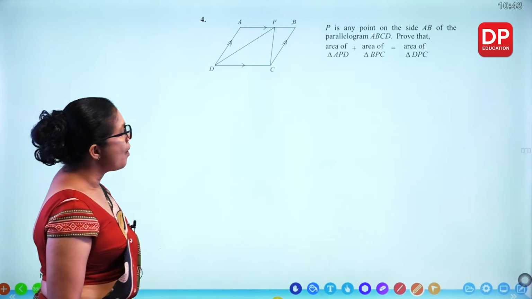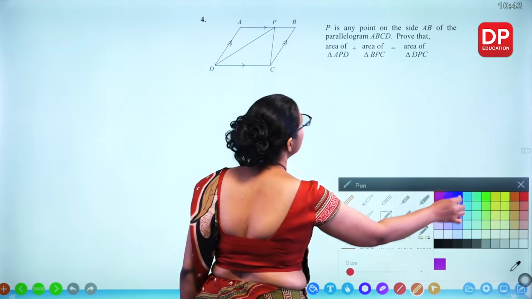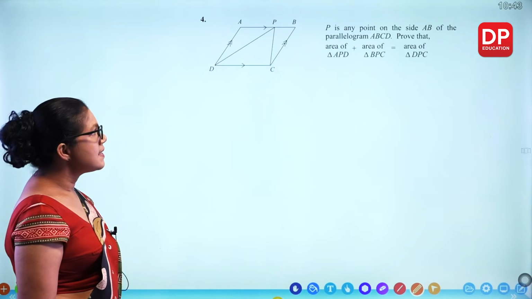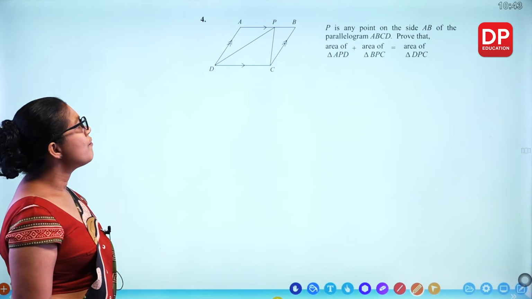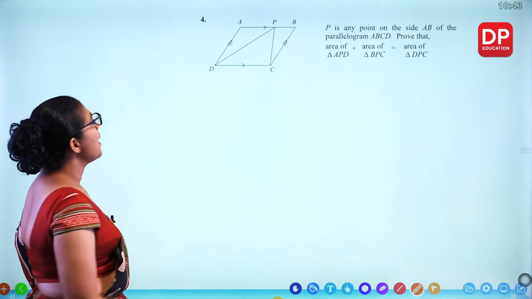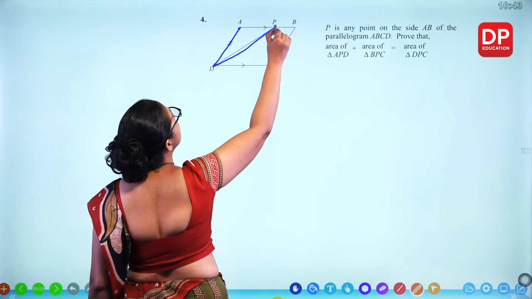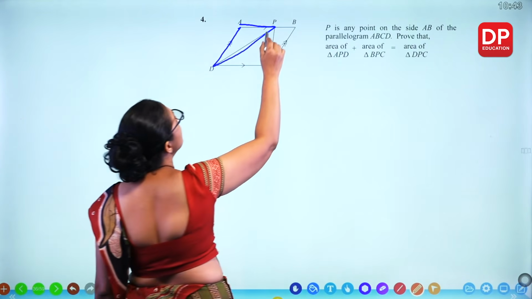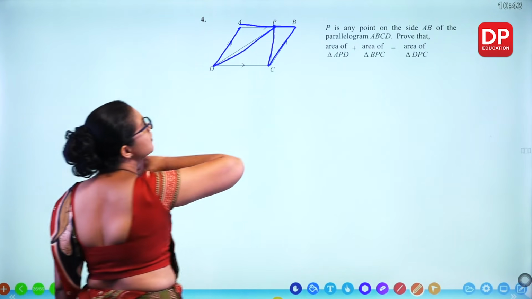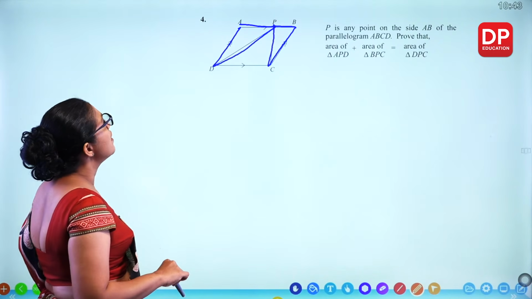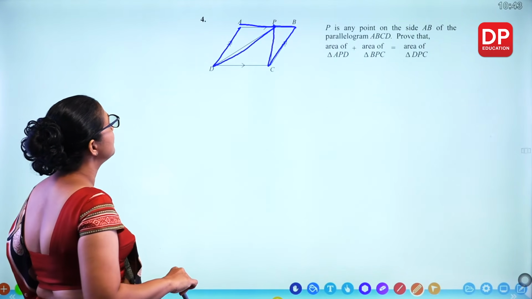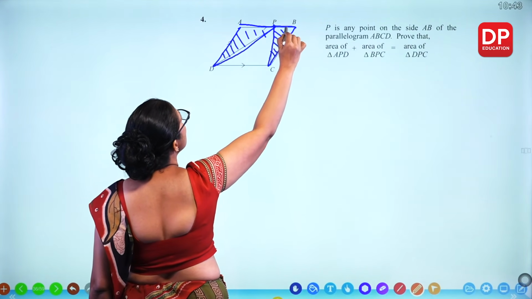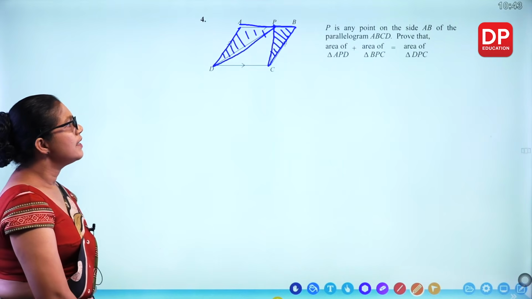Question number 4. P is any point on the side AB of the parallelogram ABCD. Prove that area of APD and BPC, when you add, you get area of DPC. So when you add these two, you have to show that this is equal to the other area.